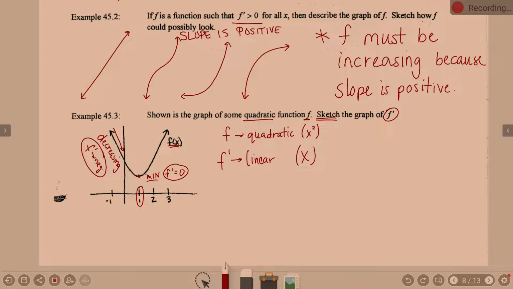And so guess what? What do you know to the right of that minimum? My graph is increasing. Well, this is a little easier to write. If f is increasing, what do you know about the derivative? It is positive. So that means to the right of that x value of 1, my y values are positive in the f prime graph.